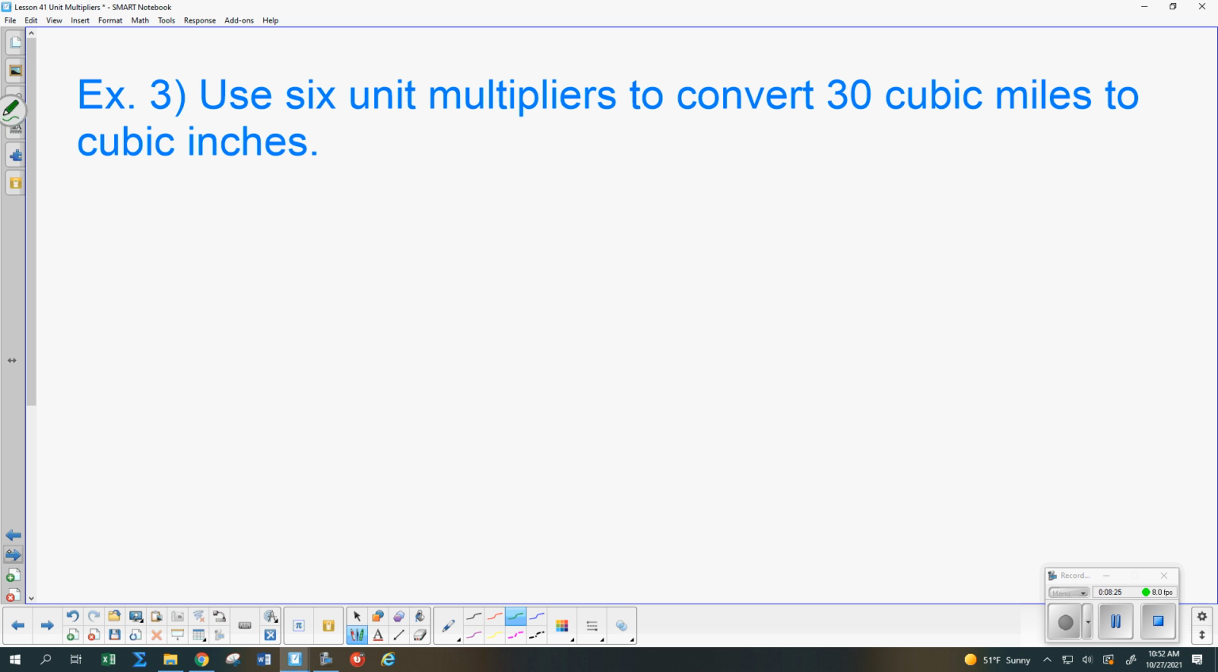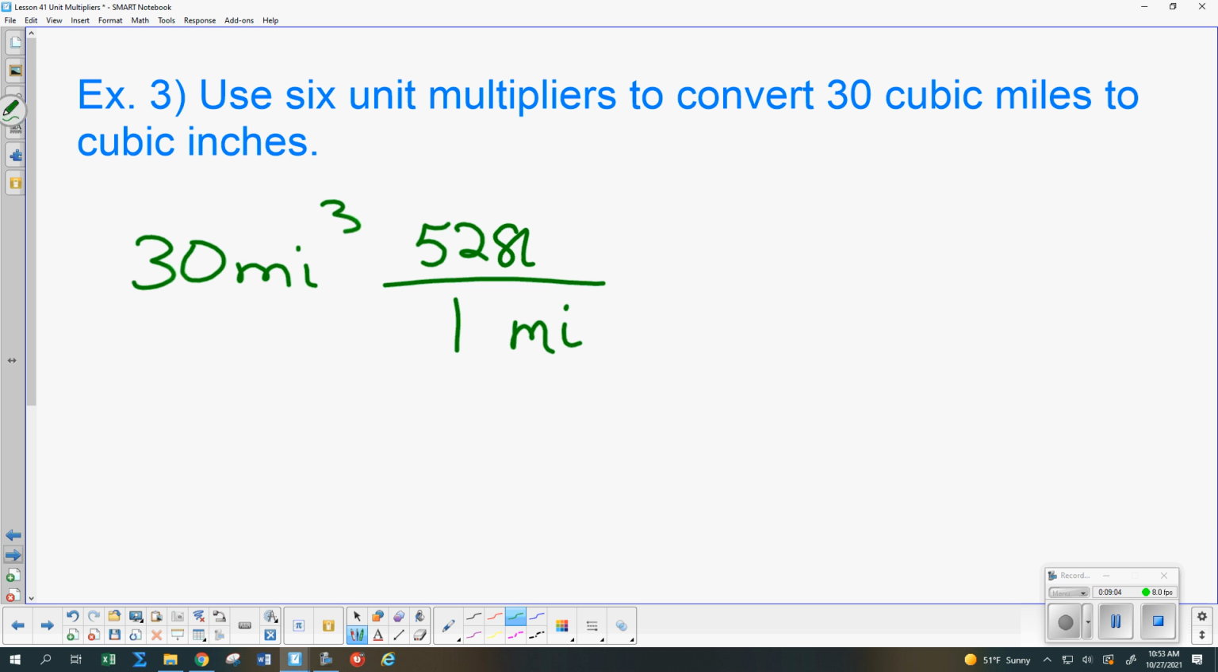Okay, wow. A bunch of multipliers with this one. 6 of them this time around. We're going to take 30 cubic miles, so 30 miles cubed. And we need to convert that, oh, not to feet, but to inches. I don't have a multiplier for miles and inches. I only have one for miles and feet. So I'm going to use that first. So I want to get rid of the miles, so I have to go in the denominator. And all I know for miles is 1 mile is 5280 feet.